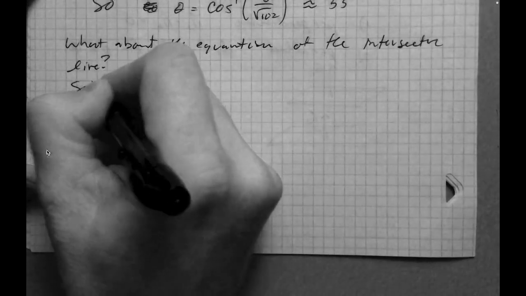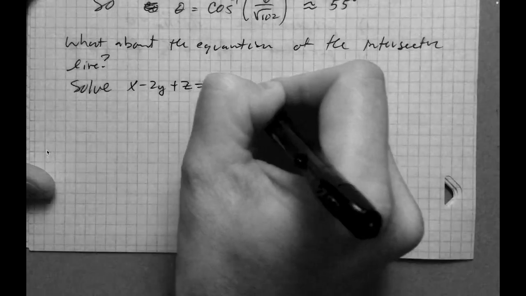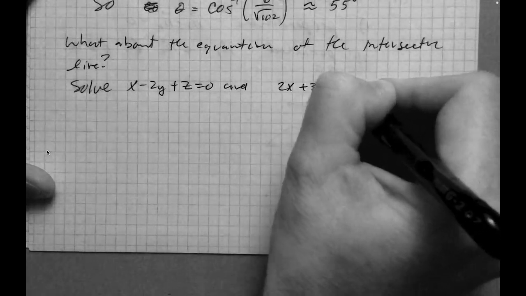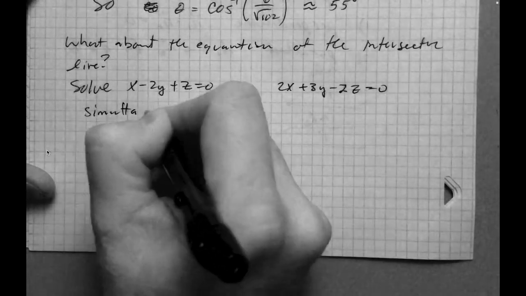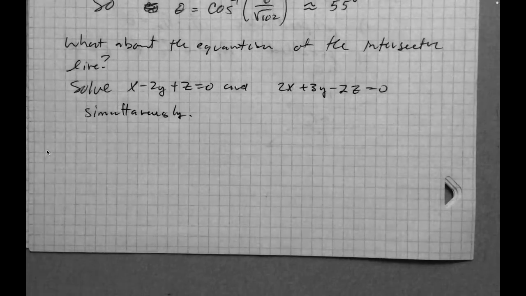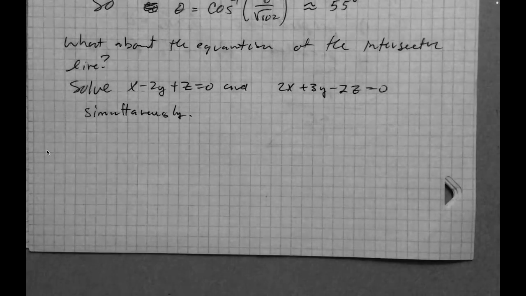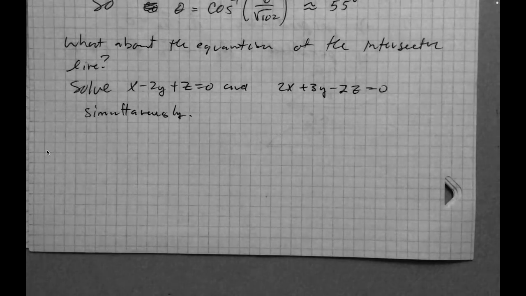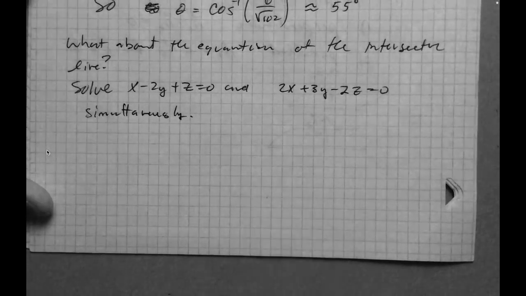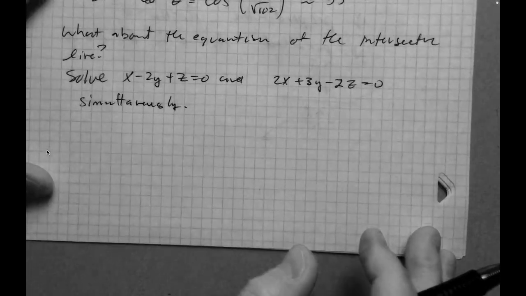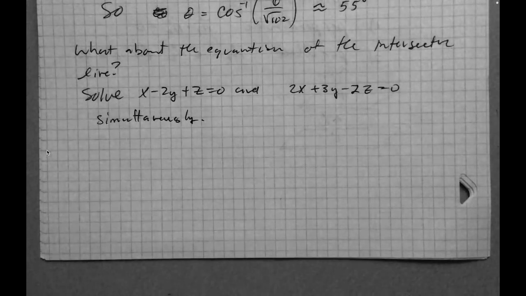Okay, so we need to solve x minus 2y plus z equals 0 and 2x plus 3y minus 2z equals 0 simultaneously, to find the intersection. Okay, and so one way you can do this, if you have had some linear algebra, you're probably thinking to yourself, well, I could easily just plug these into a matrix, and you'd be right. But we haven't really had that. So what we're going to do is use the algebraic techniques that we've seen thus far, things that we're used to, right?